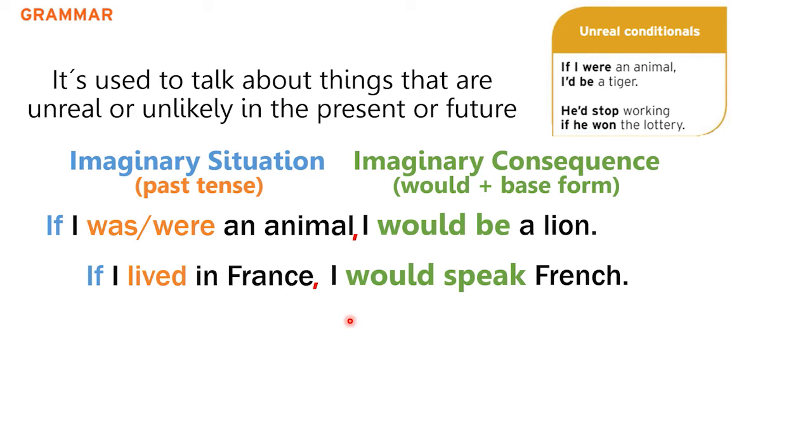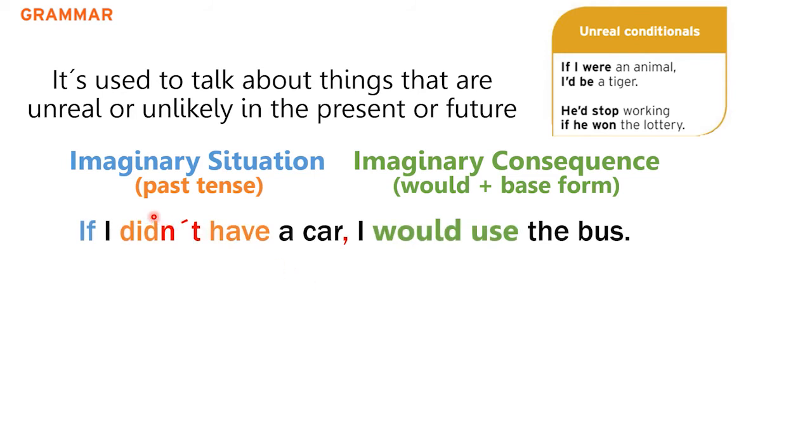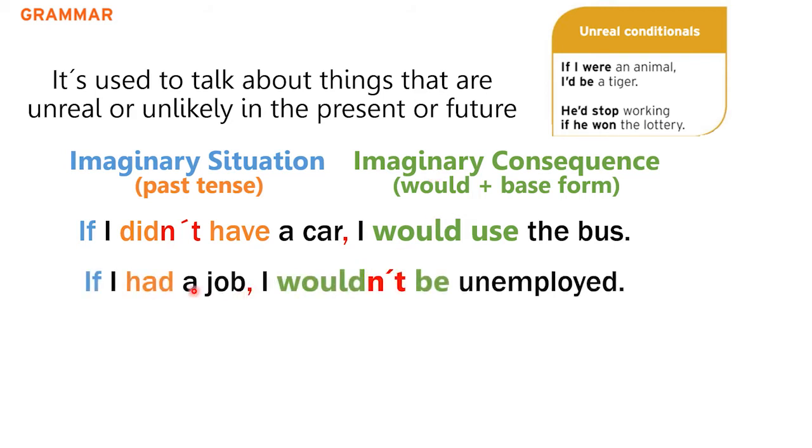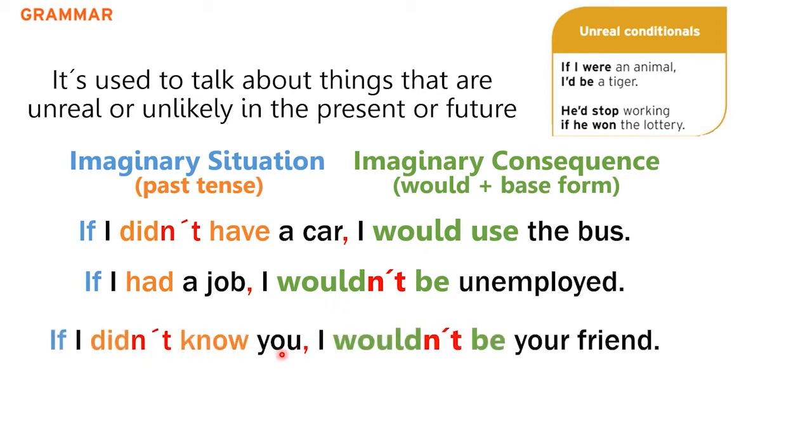To use the unreal conditional in negative form, we have different ways to do it. First, we can say the negative in the imaginary situation. If I didn't have a car, I would use the bus. Then we can say here in affirmative and here in negative. For example, if I had a job, I wouldn't be unemployed. And the next option is that we could use the negative in the imaginary situation and in the imaginary consequence. For example, if I didn't know you, I wouldn't be your friend. Alright? So you can write in negative here or in both, depending on what you're trying to say.